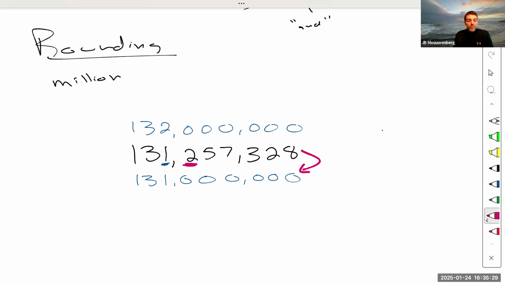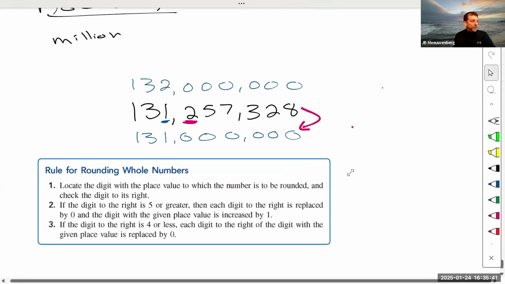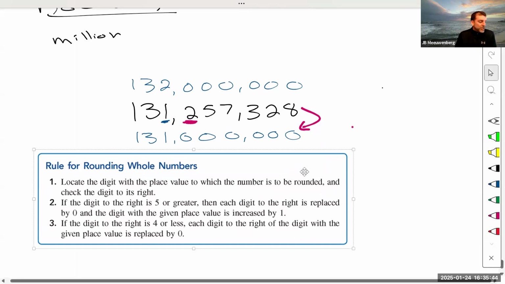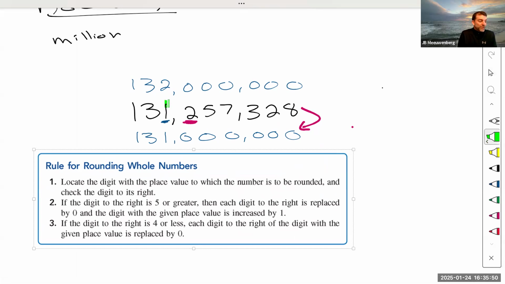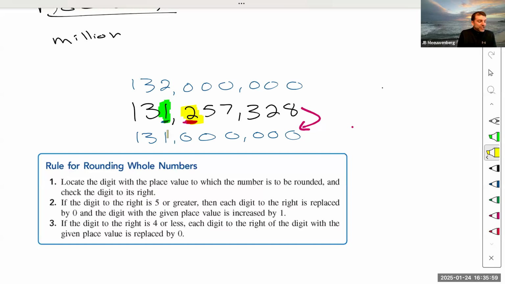The more familiar approach to rounding is with a set of rules. And here's what your established rules might look like if you're rounding for whole numbers. Locate the digit with the place value to which the number is to be rounded. That's the first step. So we're going to round to the nearest million. And then check the digits to its right. So the first digit to the right is a 2. If the digit to the right is 5 or greater, then each digit to the right is replaced by zeros, and the digit with the given place value is increased by 1.